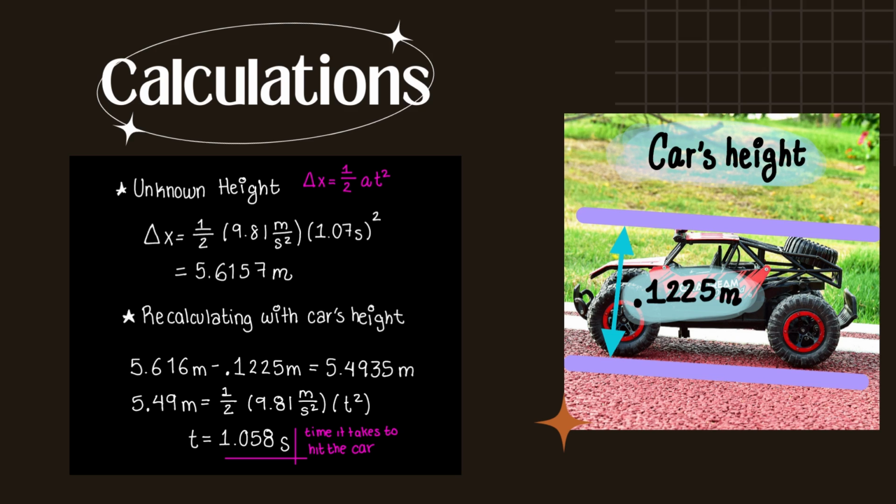Then, using the kinematics formula, we calculated the unknown height from where the ball was falling. This was 5.6 meters. To this height, we subtracted the height of the remote control car, and then recalculated the time it takes the ball to fall. The total time was 1.058 seconds.